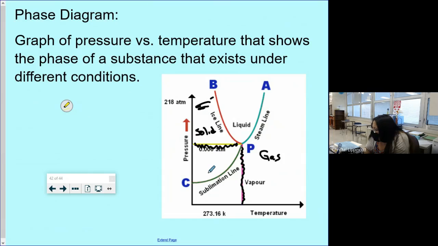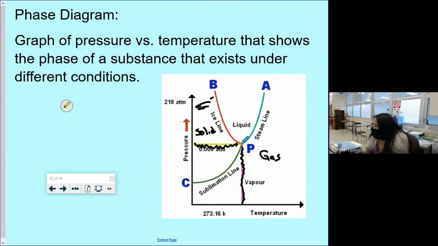Now, this is the sublimation line, which means that if we go from a gas to a solid or back and forth, if we go from a solid to a gas, we would go through sublimation. Does that make sense? This is the ice line. If we go from a liquid to a solid, then that's going to form into ice. And then here, if we go from a liquid to a gas, that's why they call this the steam line.